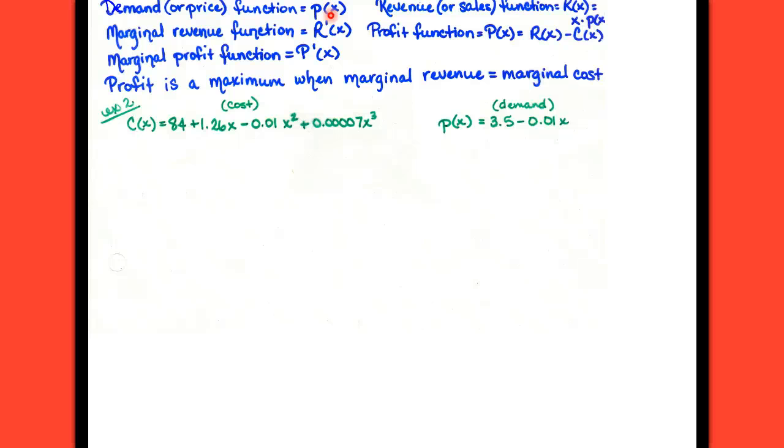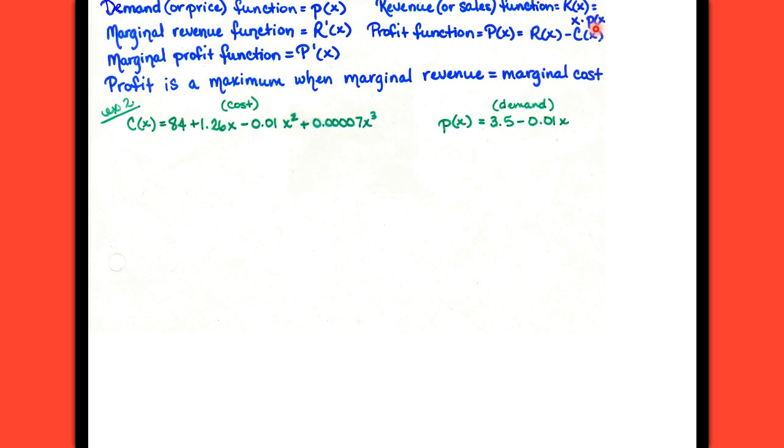Okay. So they tell me that if X units are sold and the price per unit is represented by P of X, then our revenue or our sales function, R of X, would just be X times P of X. Okay, think about that for just a second. P of X is the price for one, right? X is the number I'm making.